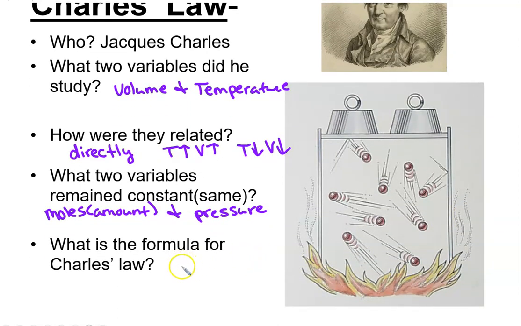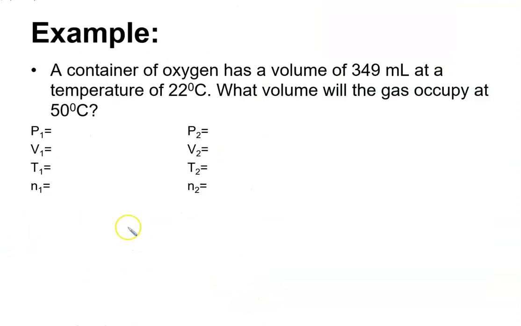Directly. So the formula here, if you think of that combined gas law, V is on top and T is on bottom. So this is how a direct proportion looks. It looks like a fraction. So volume over temperature equals volume over temperature is Charles's law. So let's look at our example.